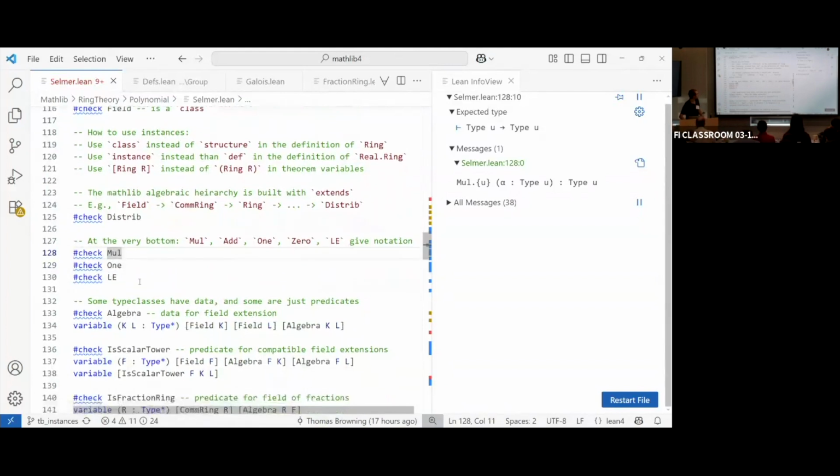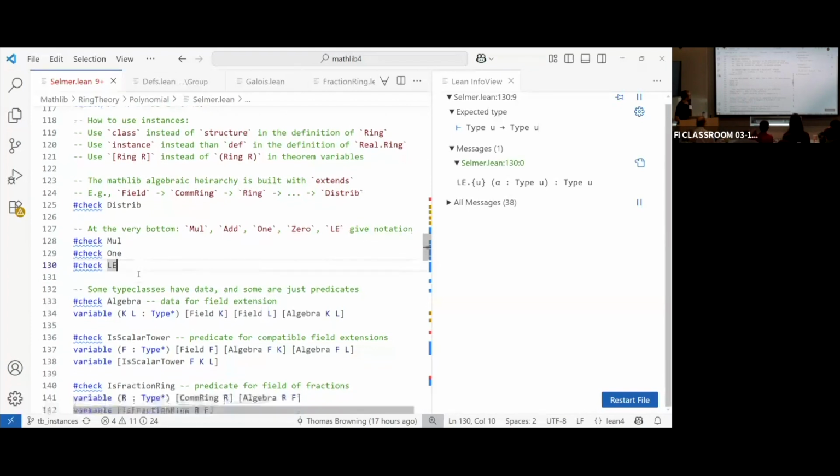So less than or equal to is just a class that once you prove an instance of it, then you can start using less than or equal to notation. So these very, very bottom of the hierarchy things are great for defining notation on your objects. So in practice, if you define a new object, you might define mul, add, 1, 0, and LE, and then you start proving that it's a group and a ring and a field and so on.